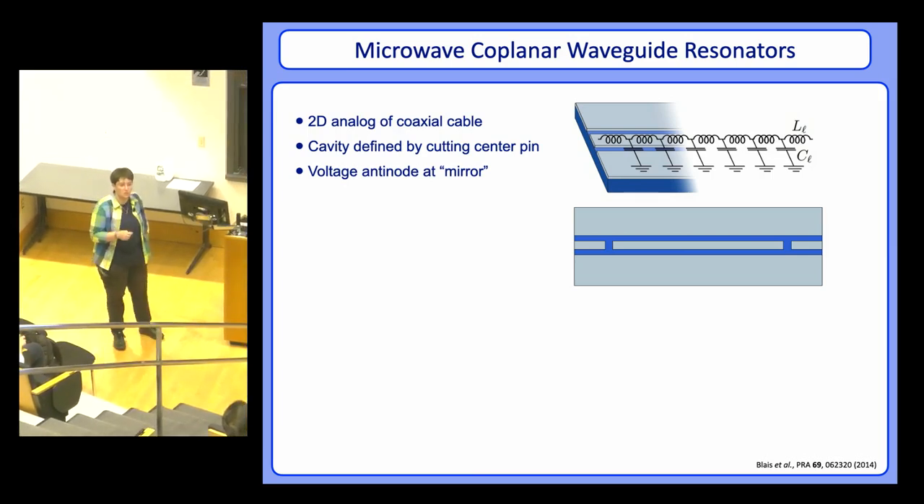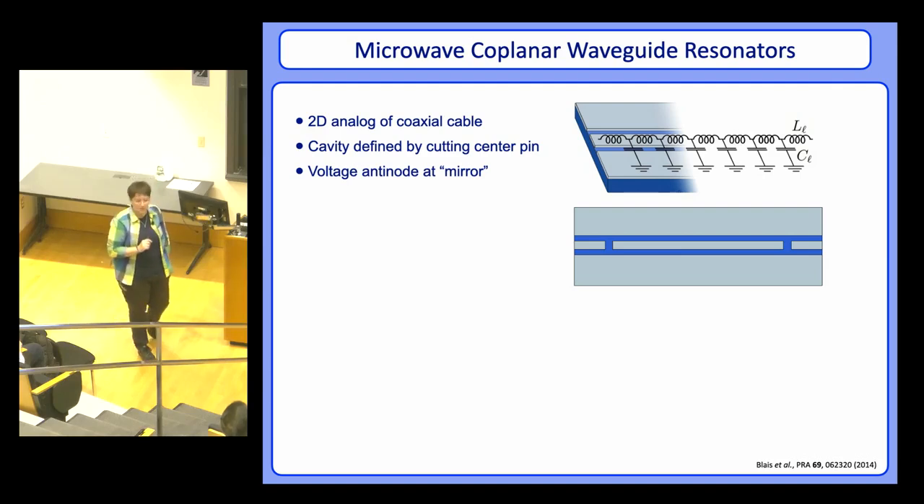You should think of this as a two-dimensional version of a coaxial cable, where there's a central conductor and ground planes surrounding it. And this forms a very nice guided mode for RF or microwaves, as long as that center pin is continuous. But if you cut a hole in the center pin, then you break the coaxial geometry and you cause a very strong reflection.